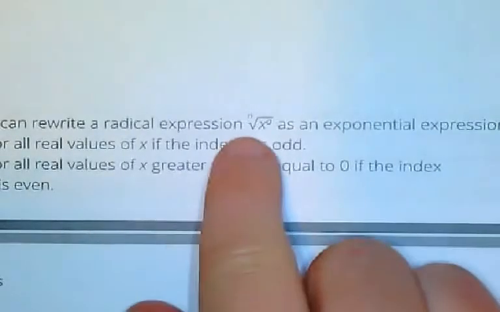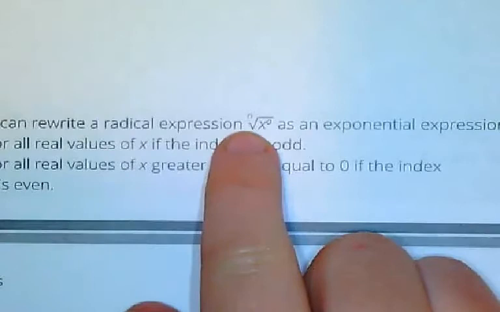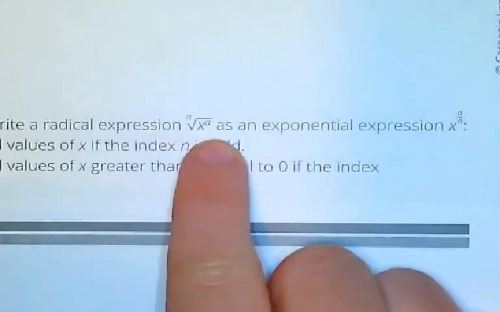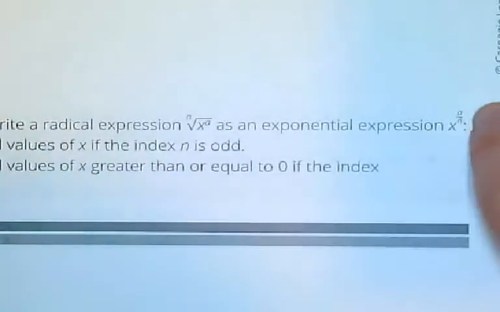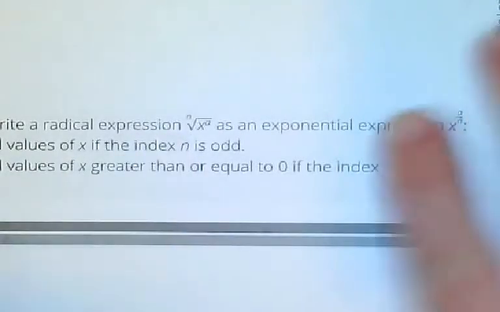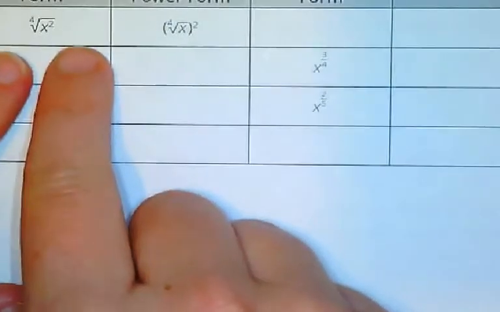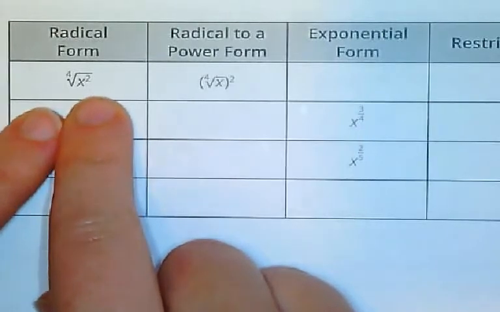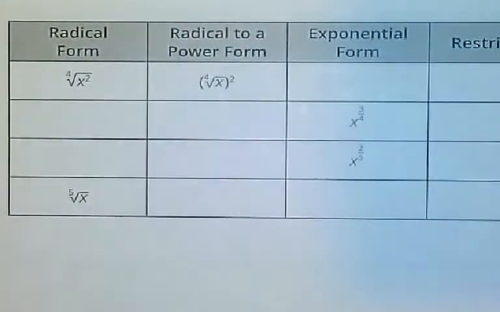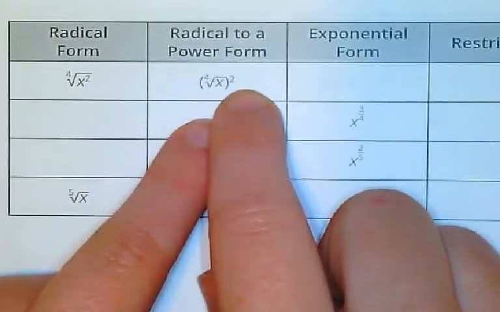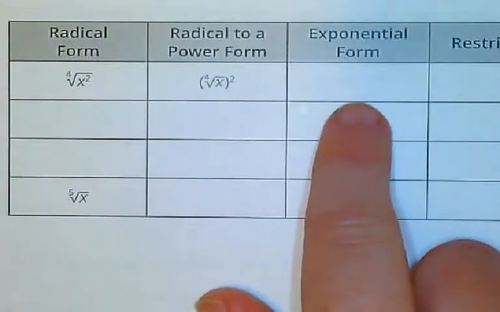We can always rewrite a radical expression, if we have the n root of x to the a, as an exponential expression by saying you have x to the a, but that a is in a fraction over your n root. Alright? So, here we've got a radical form. We've got the fourth root of x squared. And here they've separated it now using parentheses, saying the fourth root of x squared. Same thing.